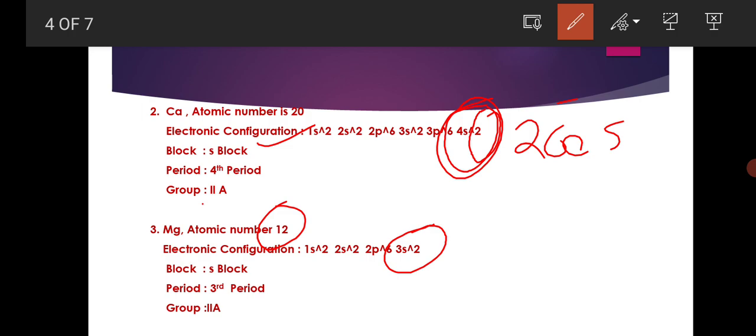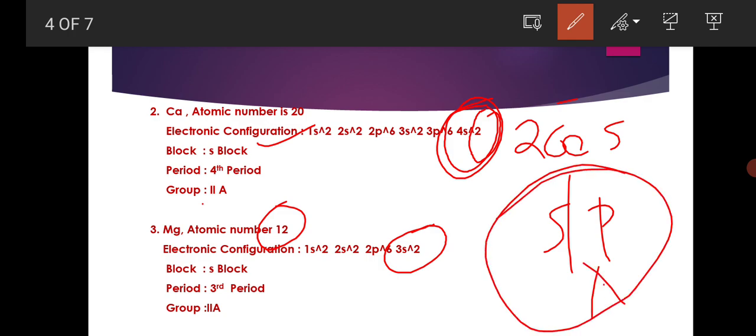And the last orbital of magnesium consists of 2 electrons. Then the group of magnesium is 2. And also we know that if the electrons of an element stay either in s or p orbital, then the subgroup will always be A. So the subgroup of magnesium is A.